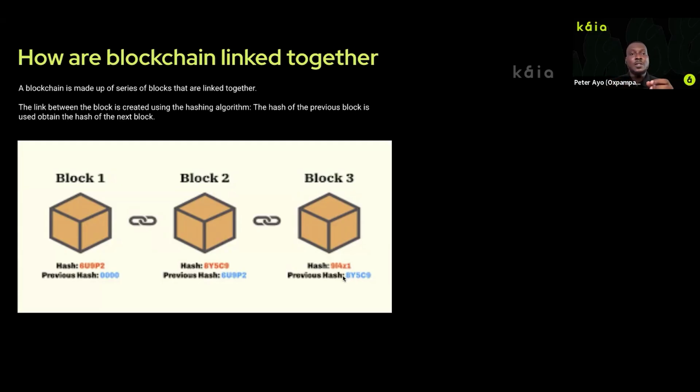Now, this speaks to how security is actually enacted. The first thing to note here is that before you can change any data on the blockchain, meaning you want to tamper with the block elements, the block details, you would have to rehash the block header, which will provide a new hash, and that is going to hinder the output in block 3. Now, let's take, for instance, block 2, where you have your hash and the previous hash, 6U9P2.